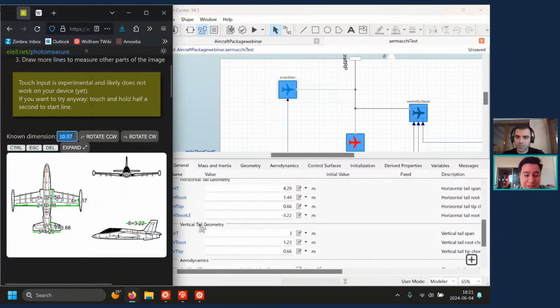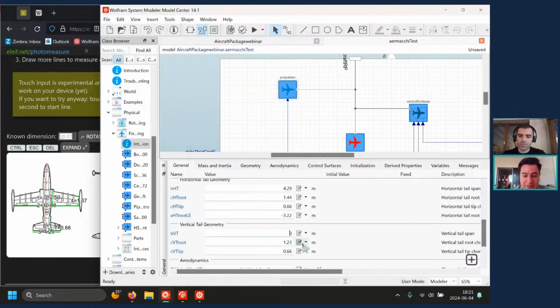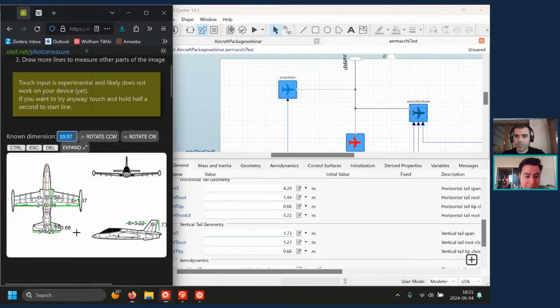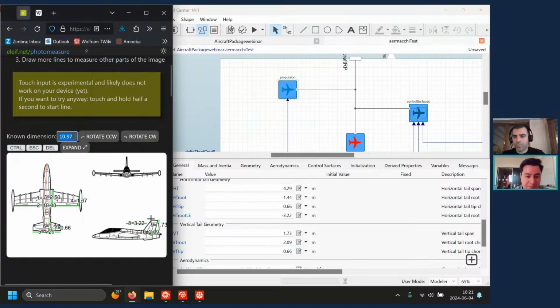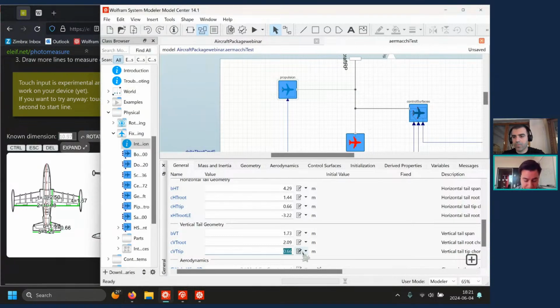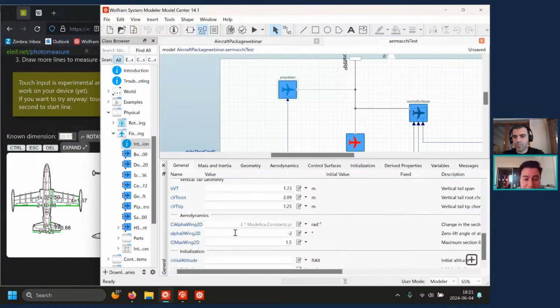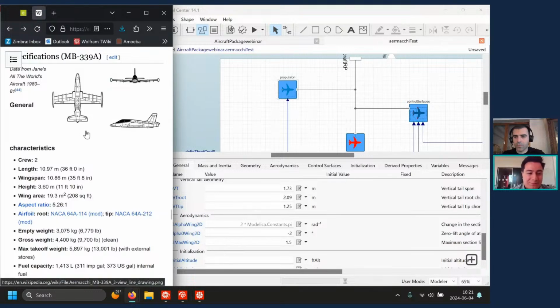The vertical tail geometry is going to be really similar to the horizontal one, with a span of 1.73. Its root, so the one closest to the fuselage, 2.09. And the tip, 1.25. Nice. And now we come to the aerodynamics, specifically for the wing.